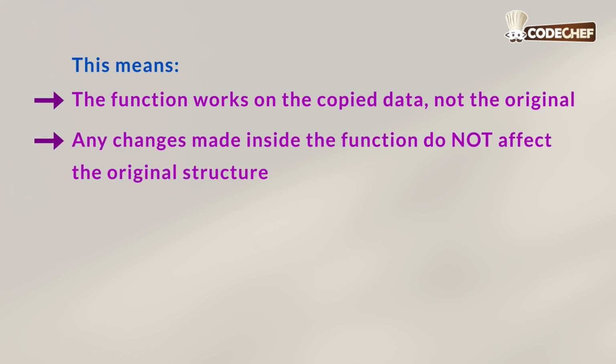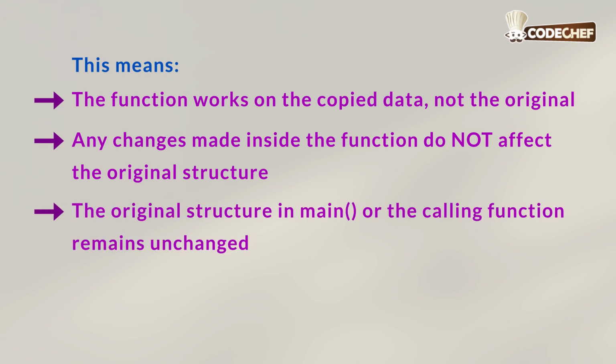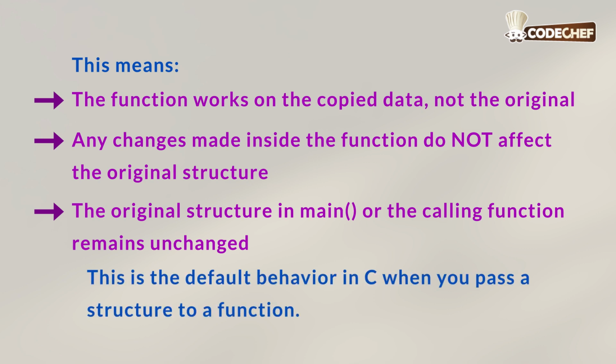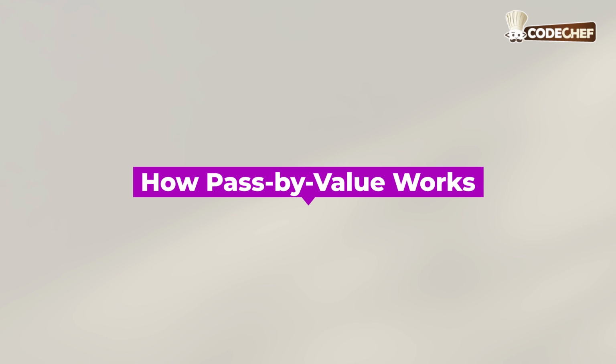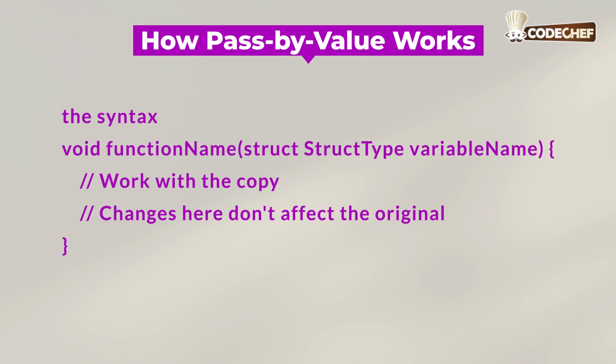Any changes made inside the function do not affect the original structure, and the original structure in main or the calling function remains unchanged. This is the default behavior in C when you pass a structure to a function. How does pass-by value work? The syntax for pass-by value with structures looks something like this.